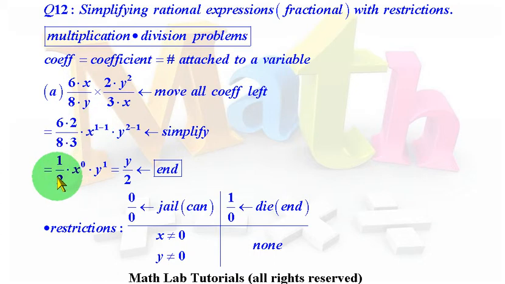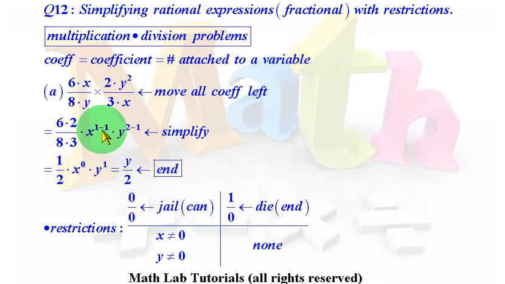Okay, then we simplify. It's easy to see that 12 over 24 is just 1 over 2. And then we have x to the power 0, and then we have y to the power 1. At the end, x to the power 0 is 1. So we have 1/2 dot y, which is the same as y over 2. That's the end of the problem.